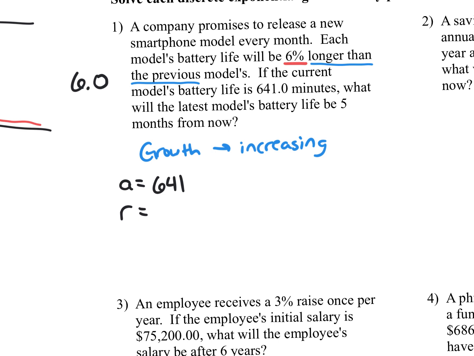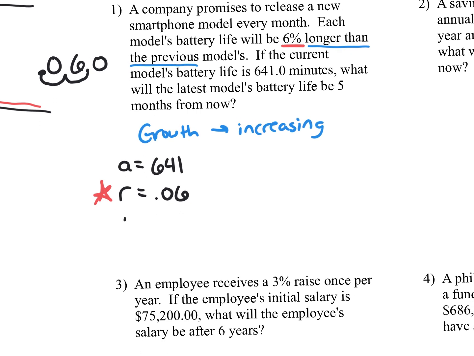Okay, what I want to do is move this 2 decimal places to the left. Or you can type that in your calculator and divide by 100. So my rate is 0.06. Star that, star rate for me, because you have to change that rate and divide it by 100. And then what was the last thing we needed to know? Time. What is time? 5 months from now.